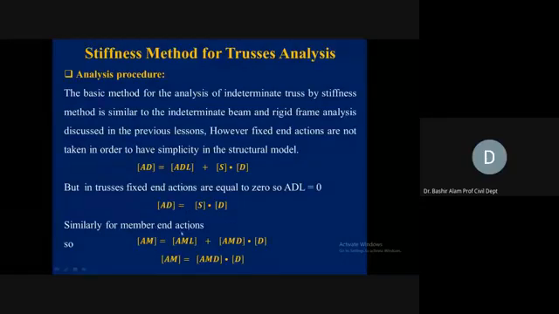Similarly, for the member end actions, what was the basic equation? The typical equation was AM is equal to AML plus AMD times D. But AML now will be equal to zero, so AM will become equal to AMD times D, which is written here.